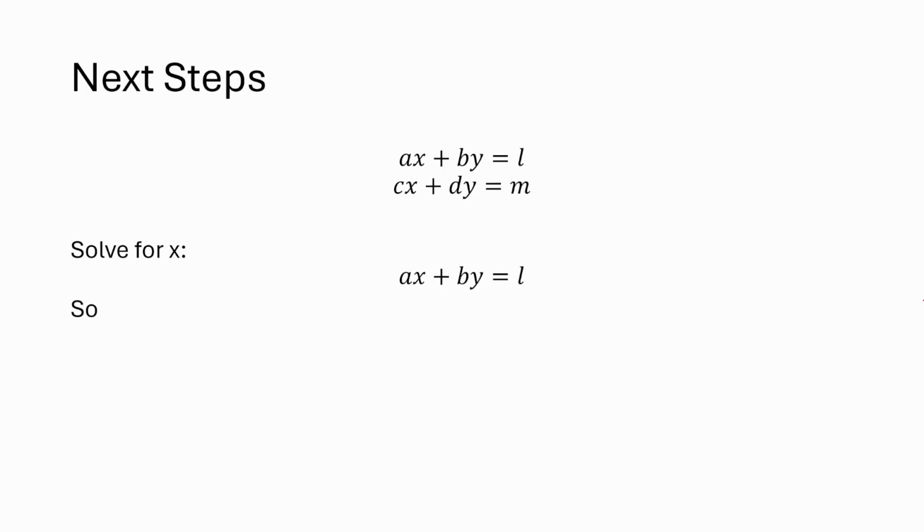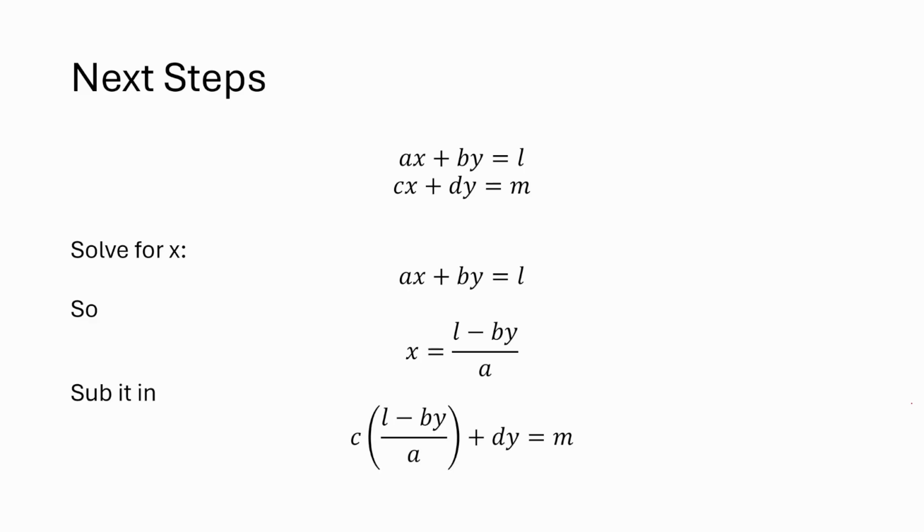Well, let's solve for X. I heard that's what people do in math, is solve for X. You know how to do algebra at this point, so I'm not going to talk through every little step, but we solve for X. Here's what we get. You subtract, you divide. And now you can substitute that into your other equation. So here it is, C times X, where X is the thing we solved for, plus D times Y equals M.